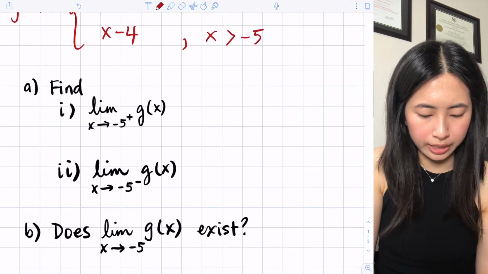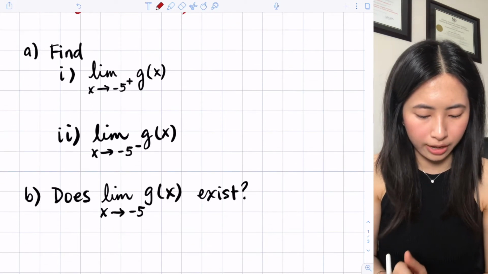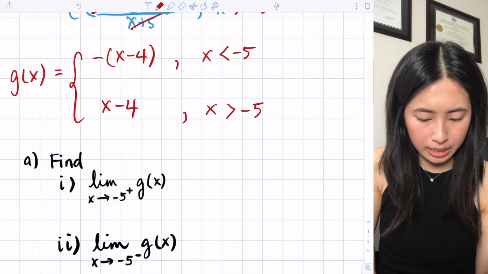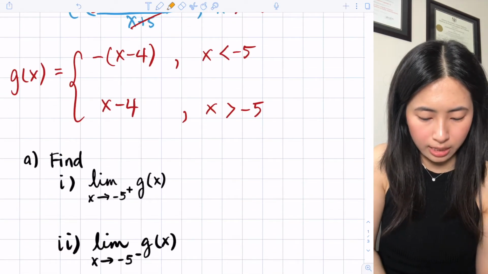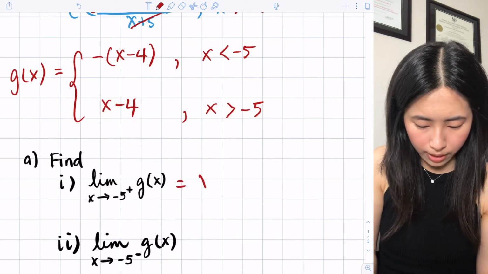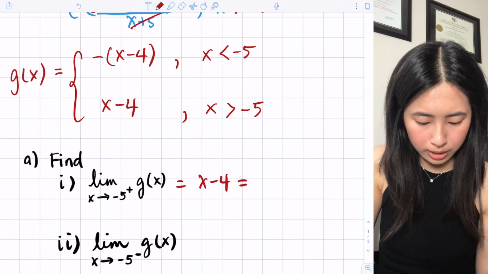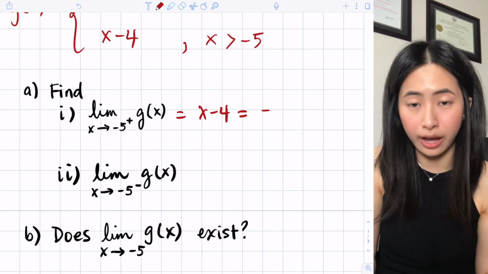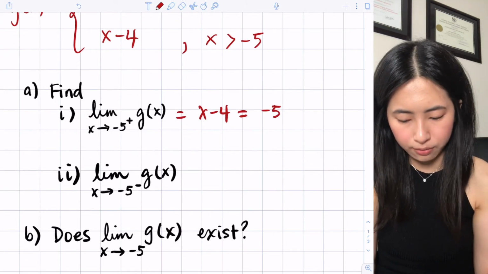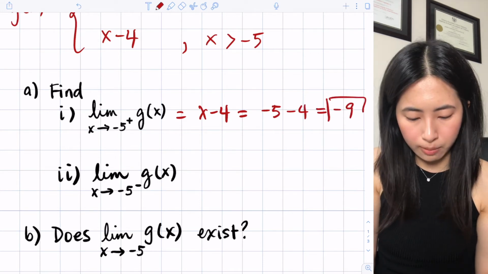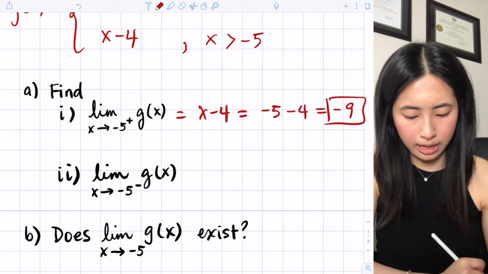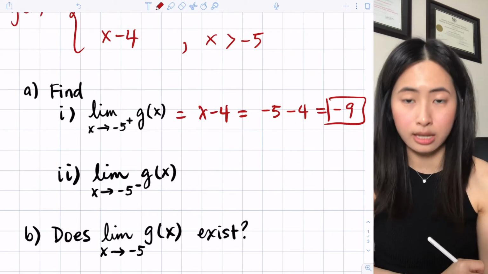Now for us to find the limit when x approaches negative 5 from the right, all we do is look for when x is greater than negative 5. In this case, it would be x minus 4. Applying direct substitution, plug in negative 5 for x, so you would have negative 5 minus 4, and this is negative 9. Therefore, the limit when x approaches negative 5 from the right for g of x is negative 9.